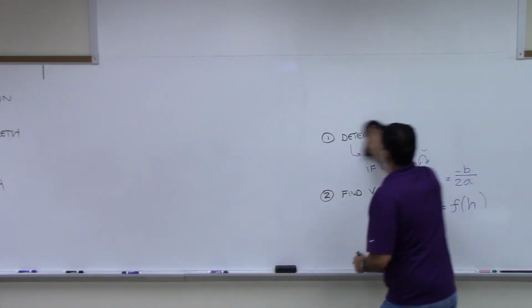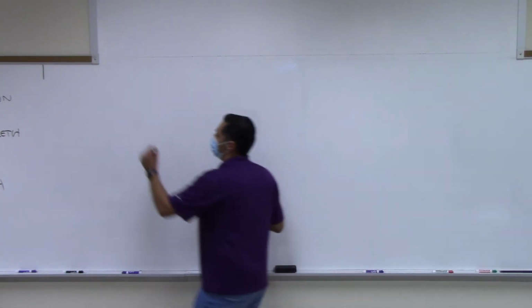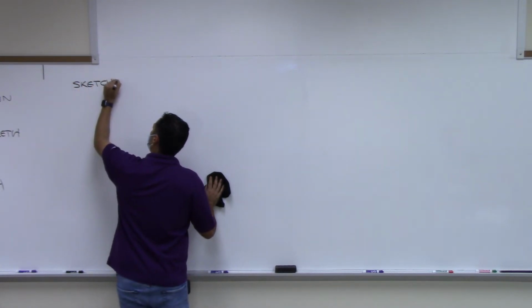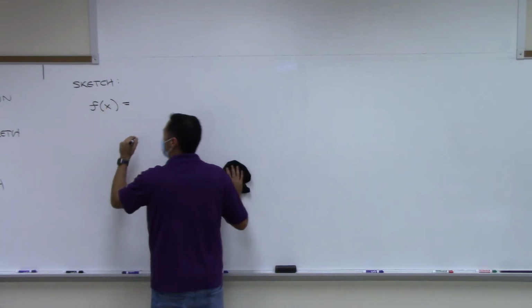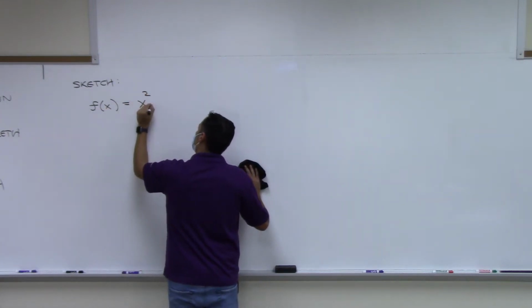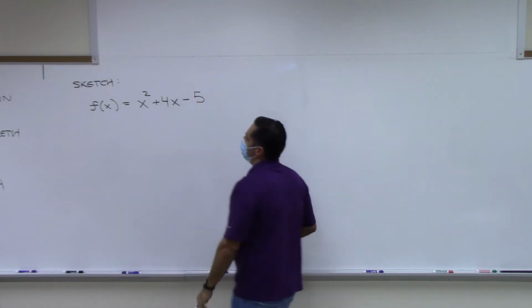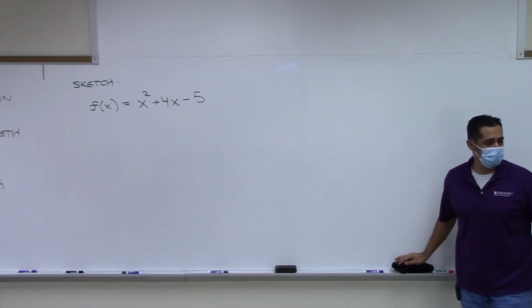Okay, here we go. Let's do an example. Let's sketch f of x. Let's start out nice, right? x squared plus 4x minus 5. This is a quadratic function, yes?